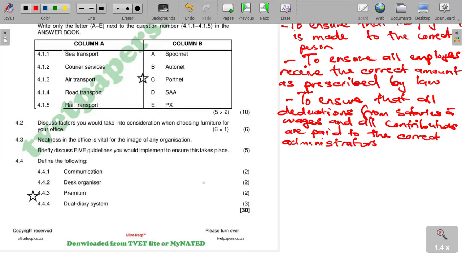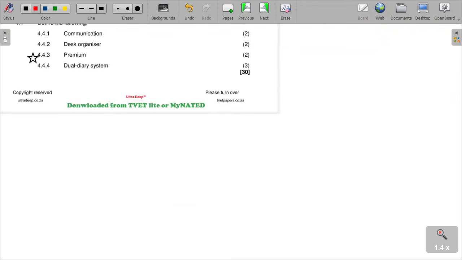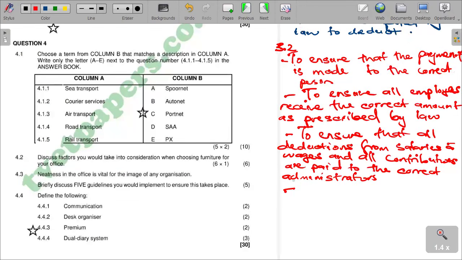And also to ensure that the correct compulsory and non-compulsory deductions are made from the payment packages, as well as to ensure that all payments and transactions are legal and verified. So let's move on.